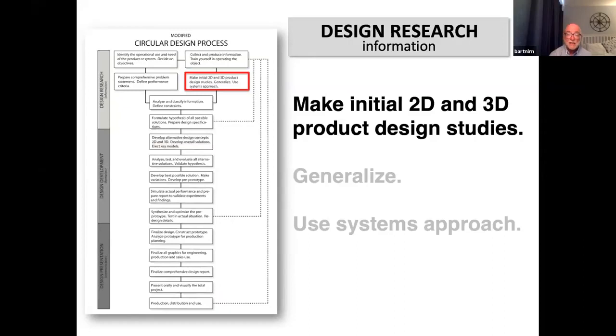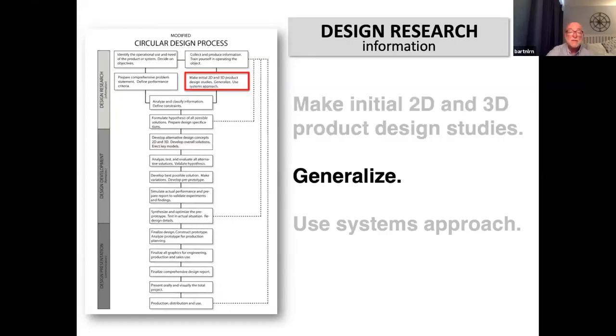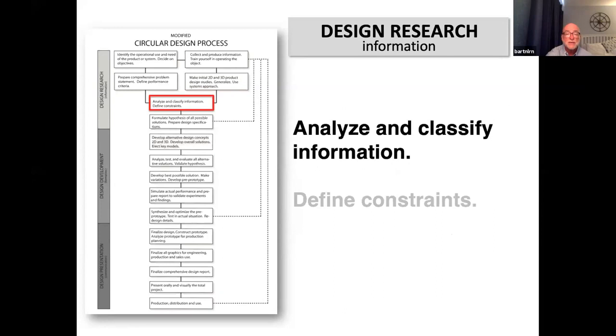And you generalize. That's the next thing. You begin to just think about this whole possible solution. And then we use the systems approach. Now, the systems approach starts now. In fact, we could start with the systems approach, because that's really what this is. This circular design process is a system. But we're going to start now with the systems approach. We're still in the design research.